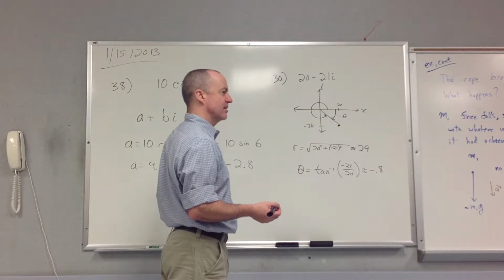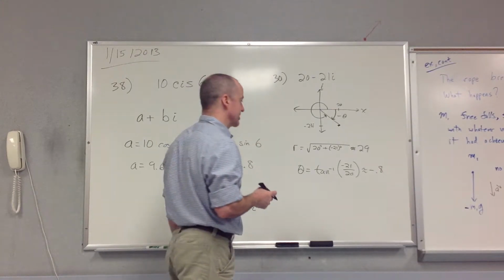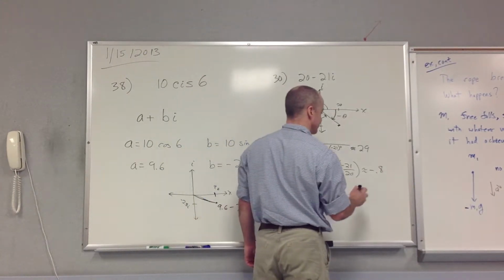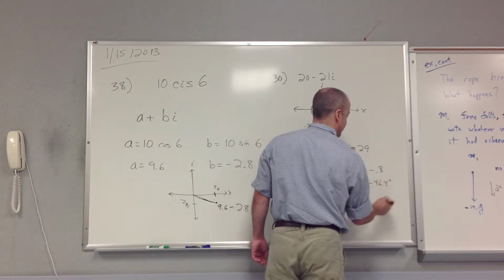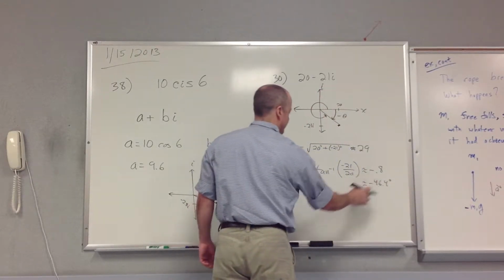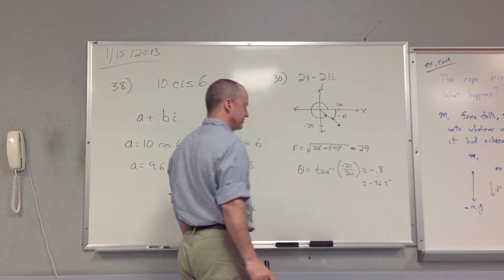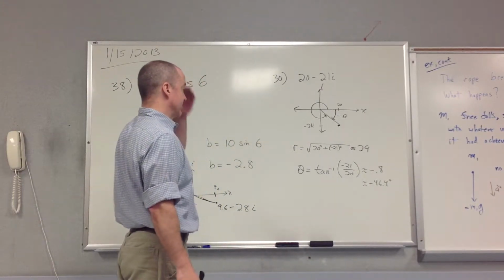No, it was. I don't want to get into that too much. That was just a little. In degrees it is negative 46.4 degrees. Take that away from 360 for me. Or add the negative to 360.